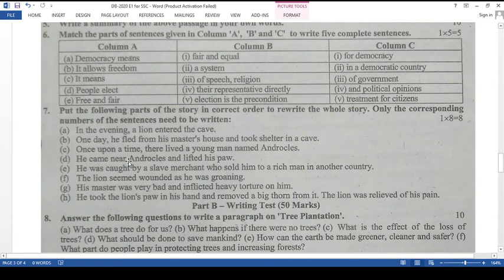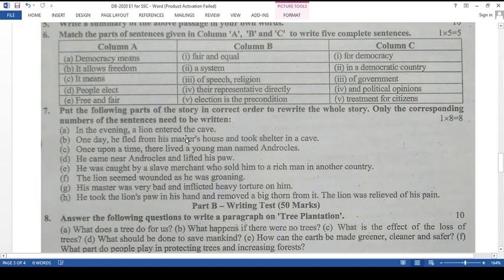Then we'll tell about his master. His master was very bad and inflicted heavy torture on him. Then as he got tortured, he fled. One day he fled from his master's house and took shelter in a cave. So what will happen in the cave? In the evening, a lion entered the cave.